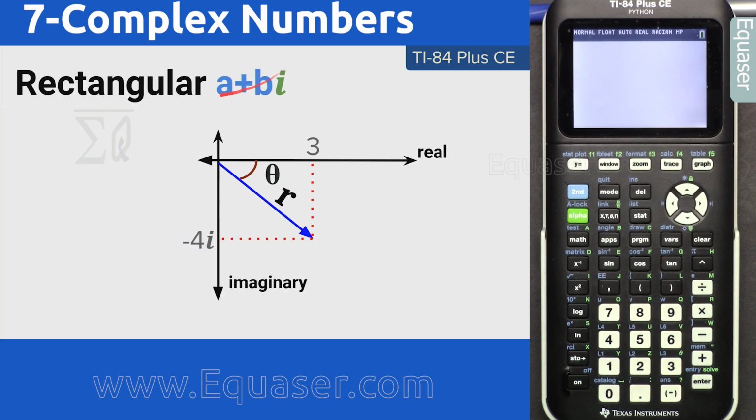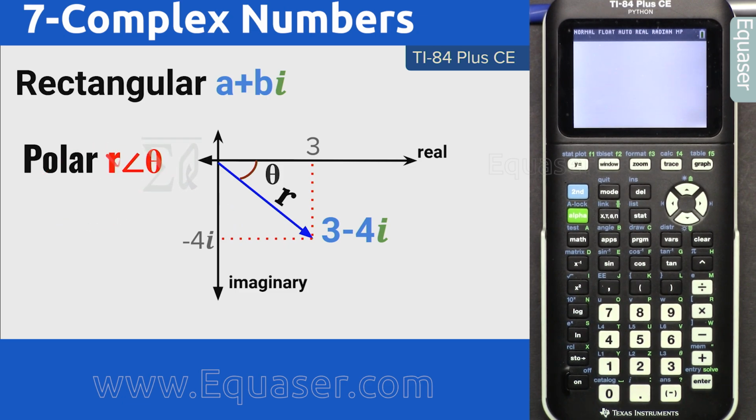Now for rectangular we use a plus bi, where a is the real value and bi is the imaginary. For example, in this case 3 is the real value for this point and minus 4 is the imaginary. As you can see, this is actually the y-axis, but in terms of complex numbers we call it imaginary.